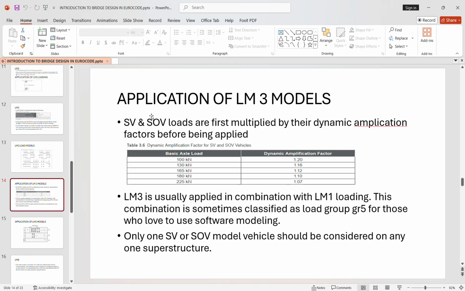So, application of load model 3. SV and SOV loads are first multiplied by their dynamic amplification factors before being applied. These are the basic axle loads, and these are the dynamic amplification factors. Load model 3 is usually applied in combination with load model 1. This combination is sometimes classified as load group GR5, for those who love to use software modeling.